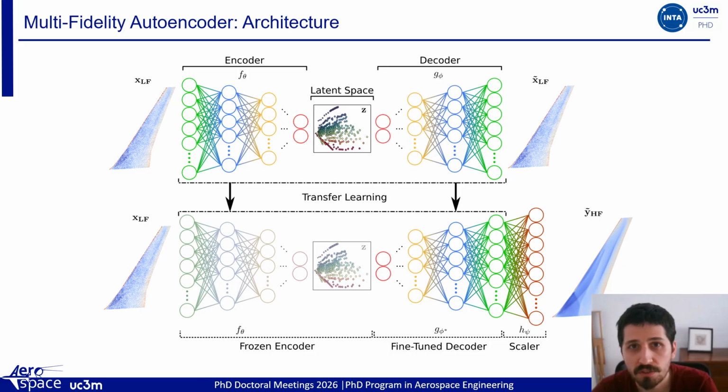The second step is to transfer the weights of the pre-trained network to a second autoencoder. This network is trained using only the few high-fidelity cases available. For this second phase, we first freeze the encoder to preserve the learned latent space. On the decoder side, we do two different things. First, we fine-tune the original weights. Second, we introduce an additional hidden layer, trained from scratch, that scales the dimensionality from the low to the high fidelity. So with the trained model, we feed in the low fidelity pressure coefficient and get the high fidelity prediction.